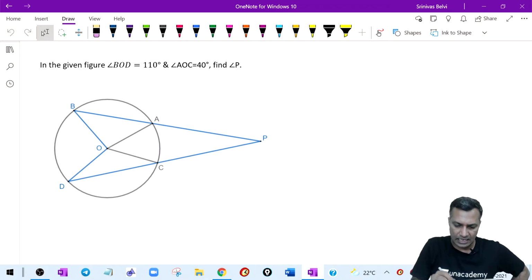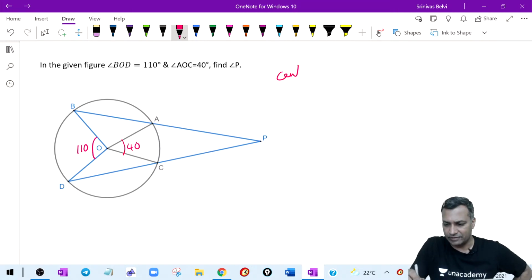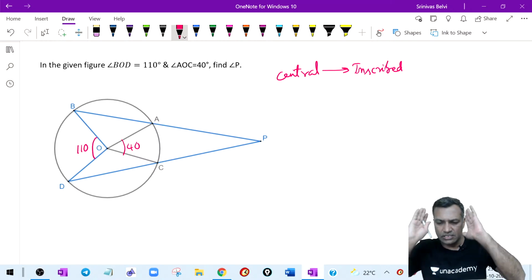What is given? A central angle, this is 110. Another central angle is given. Technically, a central angle is given. Therefore, my mind says: if there is a central angle, figure out where the inscribed angle is. Will it help? That I don't know. But at least this is the first thought.